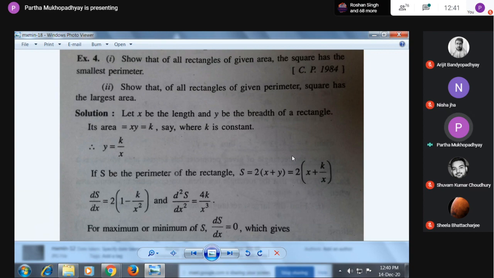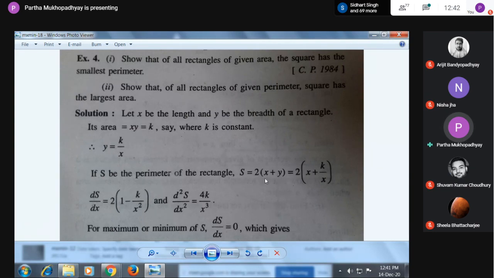So how to solve the first problem? Suppose the length and breadth of the rectangle are X and Y. So obviously XY is equal to K. This is the given area. From that, we can substitute one variable, like Y equal to K by X. Now you have to minimize the perimeter. You have to show that for the smallest perimeter, X is equal to Y. So first of all, form the function of perimeter, that will be twice of X plus Y.